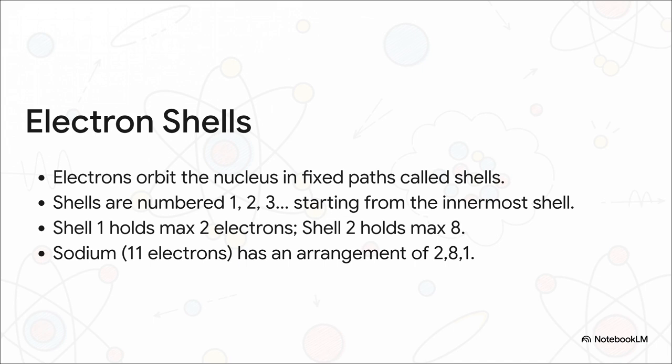So take sodium. It has 11 electrons. The first 2 go into that first shell. Now it's full. The next 8 fill up the second shell. That's 10 so far. The last 11th electron has to go into the third shell. So we write its arrangement as 2, 8, 1.